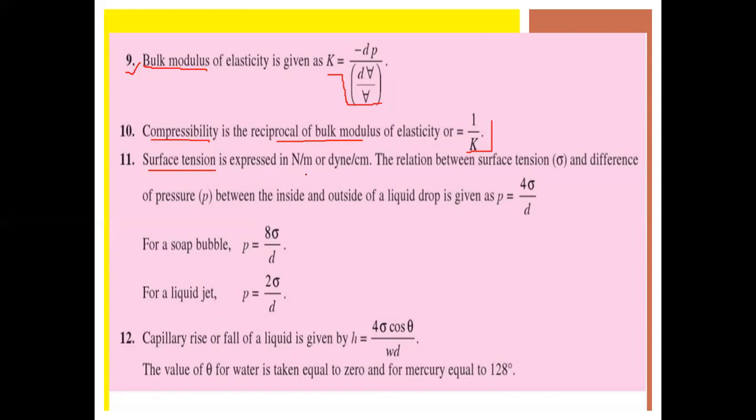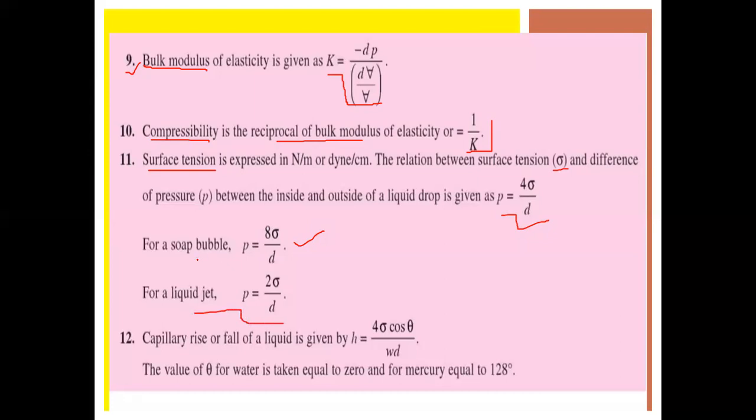The surface tension is expressed in newtons per meter. The relation between the surface tension sigma and the difference of pressure p between the inside and the outside of the liquid drop is given as p is equal to 4 into sigma divided by small d. For a soap bubble, small p is equal to 8 into sigma divided by d. For a liquid jet, small p is equal to 2 sigma divided by d.